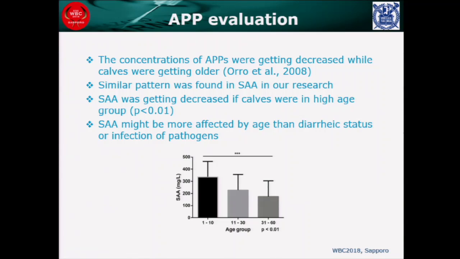So as the SAA concentration was not what we had expected, we focused on SAA concentration, and there was a report that the concentration of APPs decreased as calves got older. A similar pattern was found in SAA in our research. In our research, SAA decreased if calves were in a higher age group. So we thought SAA might be more affected by age than diarrhea status or infection of pathogens.